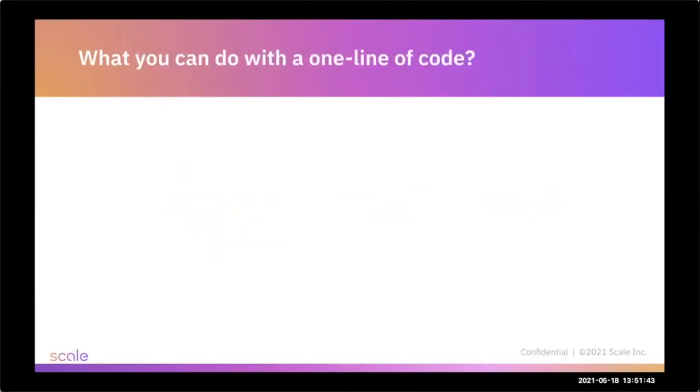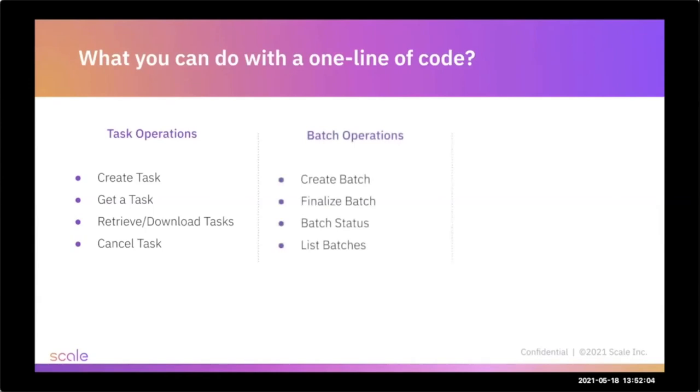So what can you do with one line of code? Almost all kinds of task operations you can do with the Python SDK. We have methods for creating tasks, getting a task, and downloading a batch of tasks; you can download thousands of tasks very easily. You can also cancel any pending tasks that haven't been worked on yet. And any kind of batch operations are possible.